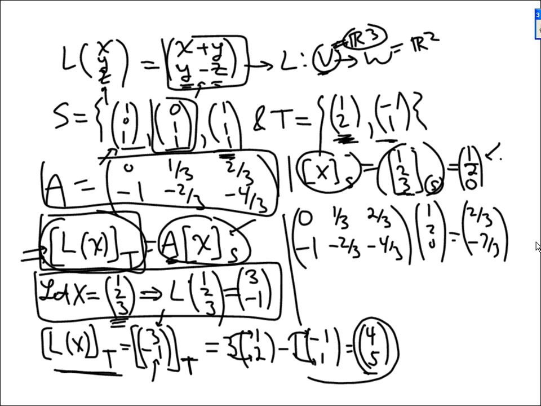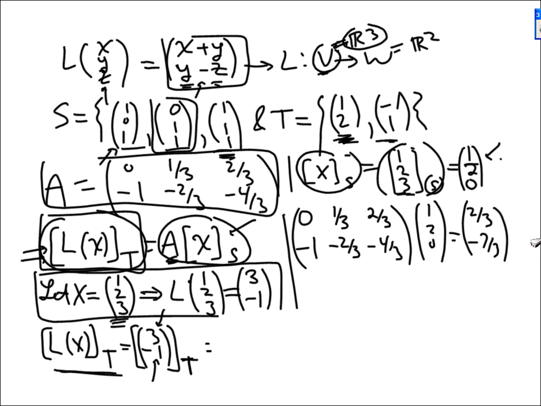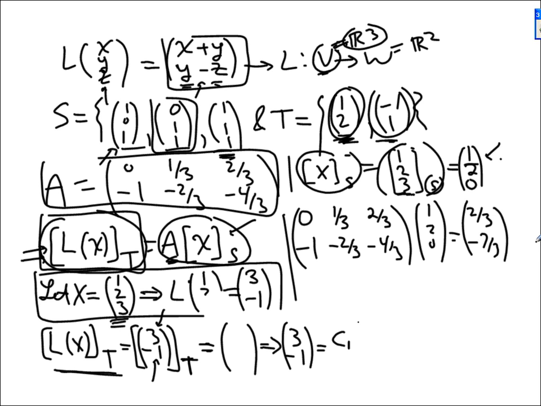Okay. Now, I see where I made my big problem. I'm so sorry. In the bottom here, I want to calculate the coordinates of vector (3, 1) with respect to the basis T. So what this is going to equal is going to come from this. I want (3, -1) to be written as a linear combination of the vectors in T. And these are my vectors in T: a multiple of (1, 2) plus another multiple of (-1, 1).